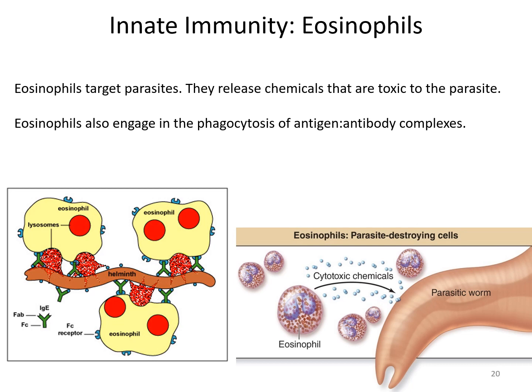And lastly, in terms of cellular defenses, are our eosinophils. Eosinophils target our parasites, so they release these chemicals that are toxic to the parasite. They can also engage in phagocytosis of antigen-antibody complexes. So whenever we have something in our body and then we generate an antibody against it, the antibody will bind to the pathogen to inactivate it so that the pathogen is no longer harmful to us. But then we've got this big complex, the antigen, the antibody, floating around. So we got to clear that out. So eosinophils can phagocytize that.